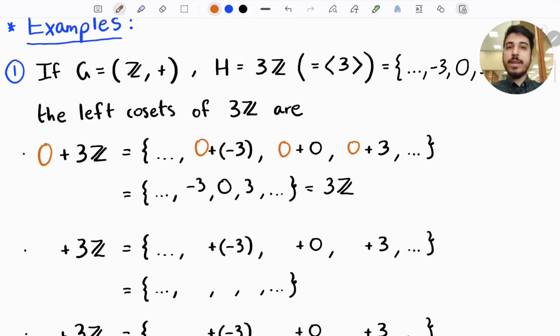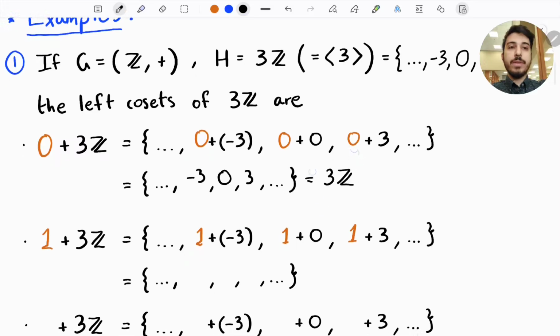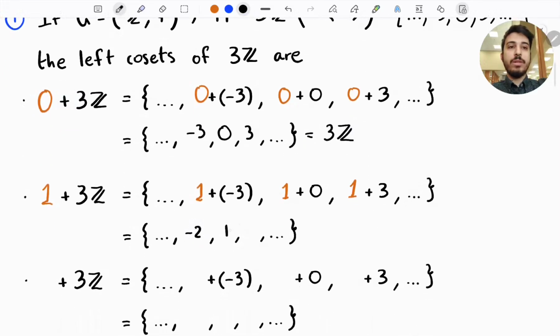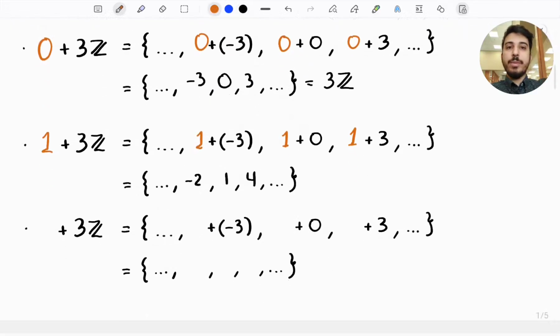The next coset that we can take is by adding the element 1 to 3Z. We would have 1 plus all of the elements that lie in H, and that would give us minus 2, 1, and 4. So this is another left coset of 3Z. Another left coset would be by adding 2 to all of the elements in 3Z, giving us minus 1, 2, and 5.